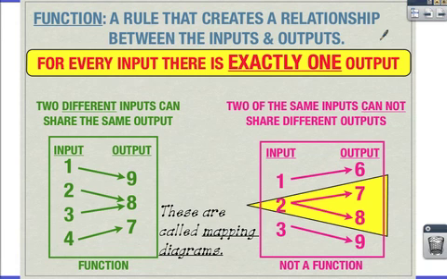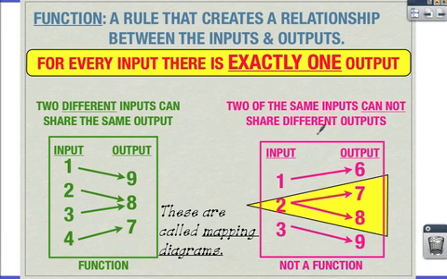Now, two different inputs can share the same output. So, for example, our input here of 2 will spit out an 8, and then an input of 3 can also spit out an 8. And that is okay because there are some function rules where that will be a possibility, where two different inputs can share the same output. So that is still considered a function.